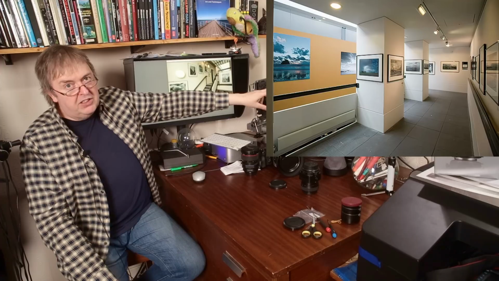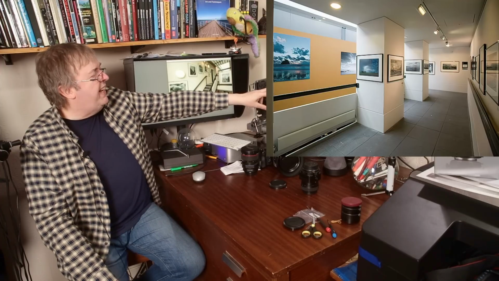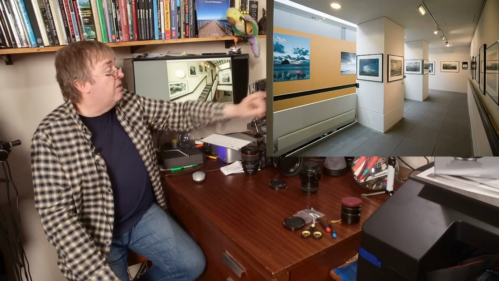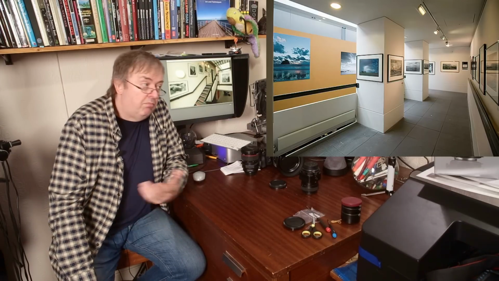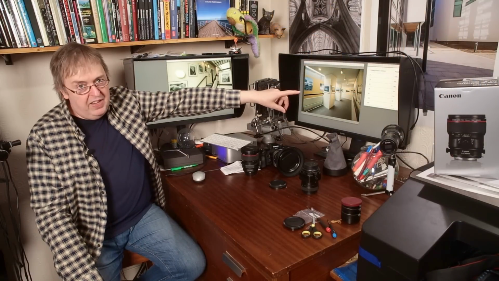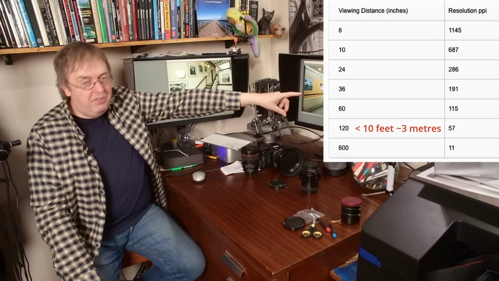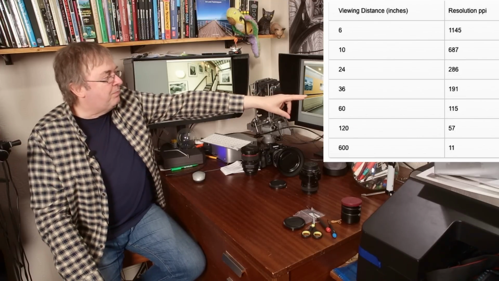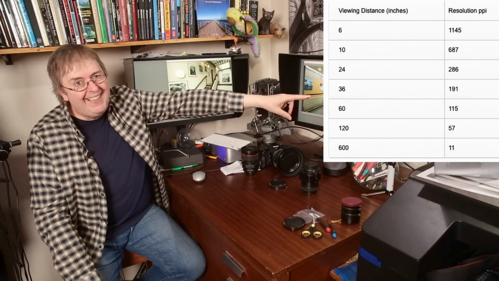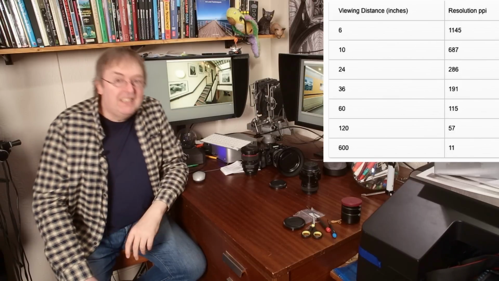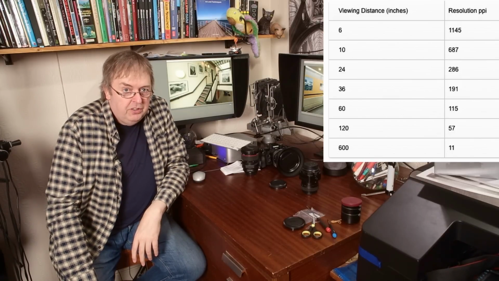But the important ones are these two pictures over the other side of the balcony. It's about 10, 12 feet at least to where those pictures are. So I knew nobody was going to be standing closer than perhaps 10 feet away. If I look at 10 feet on the viewing distance, that's 120 inches. I see that I only need a resolution, according to this, of 57 pixels per inch.